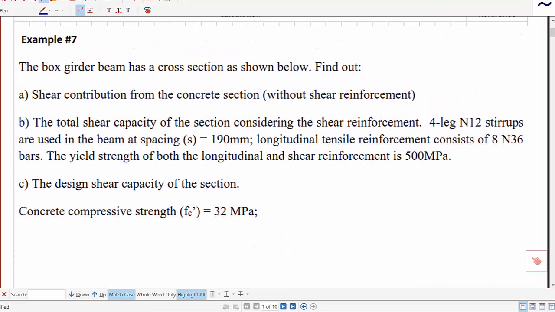Now, first we have to find the contribution from the concrete section alone, without considering the shear reinforcement. Then in the second part, we have to find the total shear capacity of the section considering the shear reinforcement as well. This beam has 4 leg N12 stirrups in the beam with the spacing of 190 millimeter.